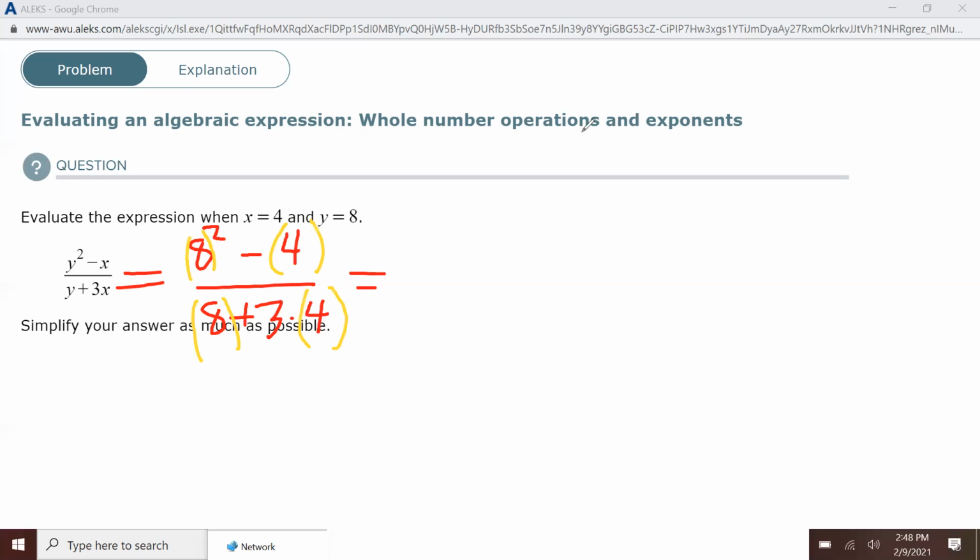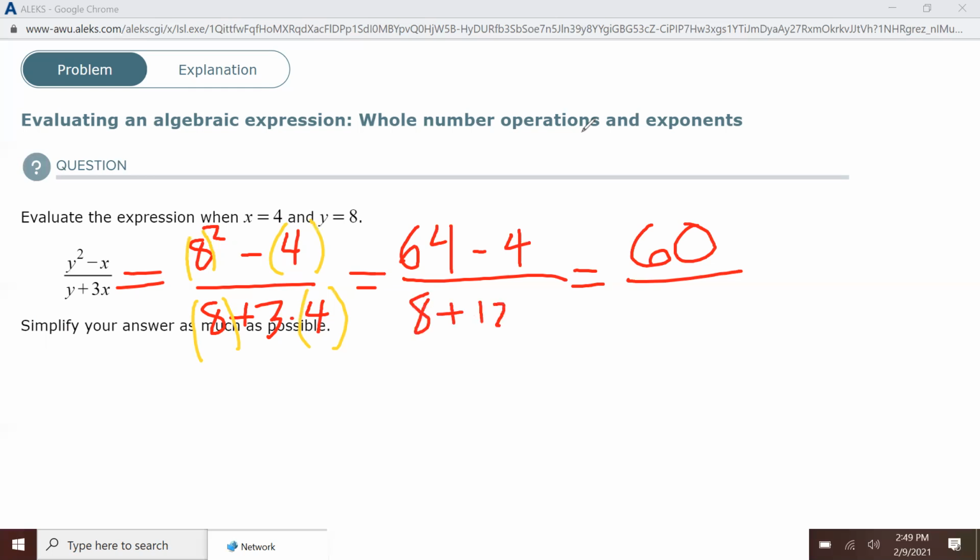So I simplify the numerator, and in the numerator I have exponent and subtraction to do. So I will do exponent first, and then the subtraction, and the numerator is completely simplified. The denominator has addition and multiplication to do. I will do the multiplication first, and then the addition. Now that the numerator and denominator are both completely simplified, I will combine them as appropriate. 60 divided by 20 is 3, and the problem is complete.